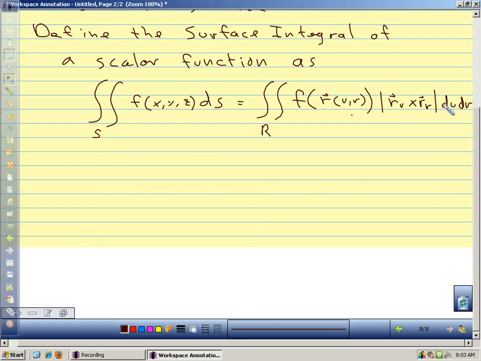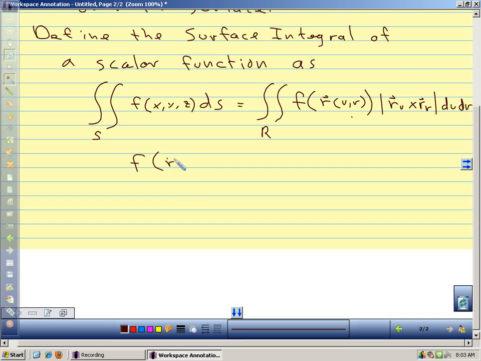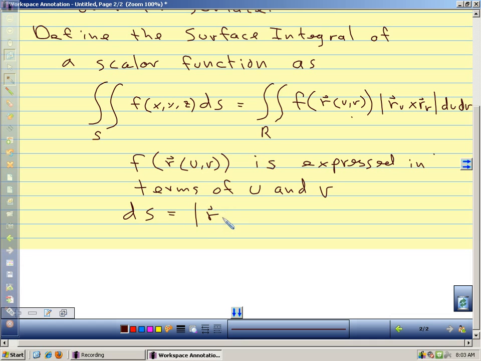So I'm just going to make explicit what we're talking about here. F of r of u and v is f expressed in terms of our parameters u and v. So we express our function in terms of our parameters. dS is this increment of surface. And R is the region in the UV plane.